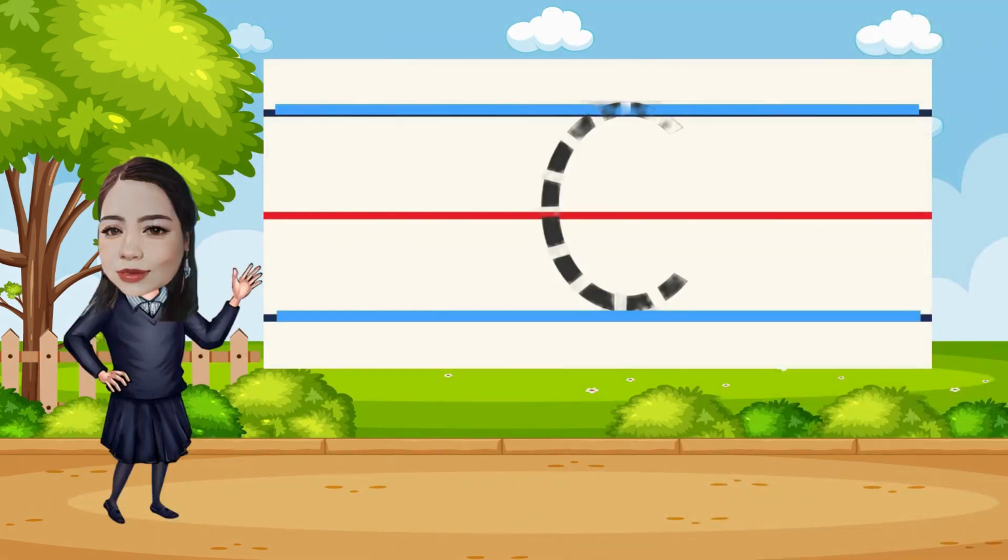To write the uppercase C, start at the blue line on top and draw a curved line all the way to the blue line at the bottom. Your turn.